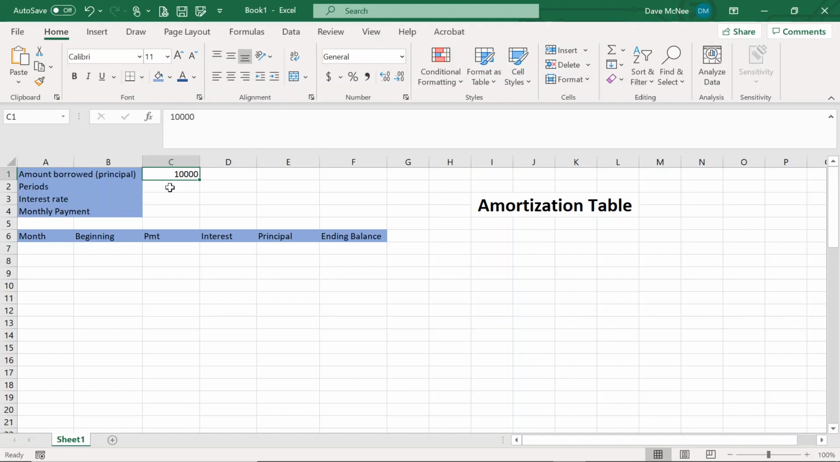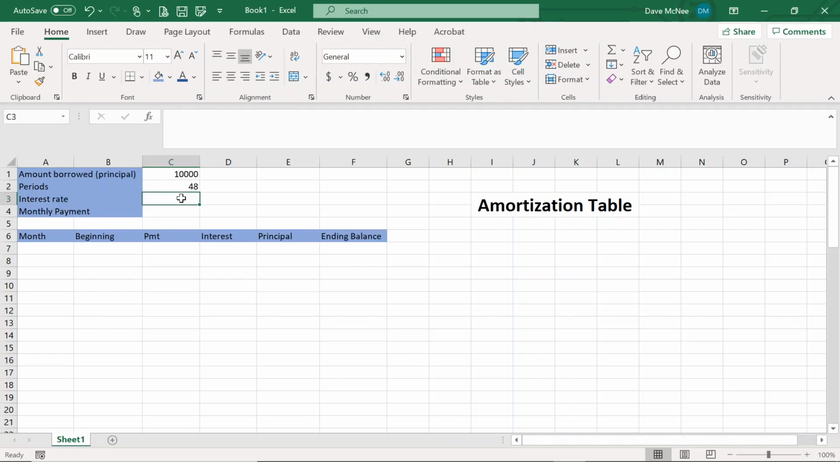So I wanted to pay off my very first car in 4 years. So for periods in cell C2, I'm going to write an equal sign, and then it's 4 years. But of course, I'm not making payments once a year. The lender usually wants you to do it every month. So I'm going to multiply that by 12 and press enter. So it's going to be 48 paying periods for myself.